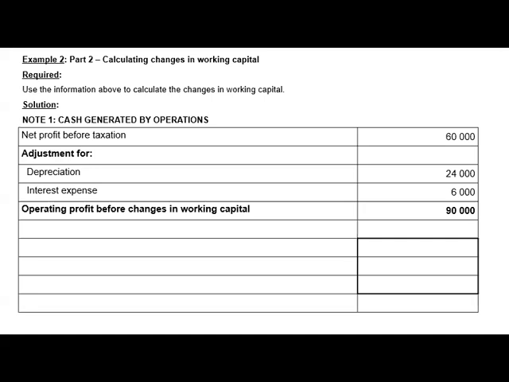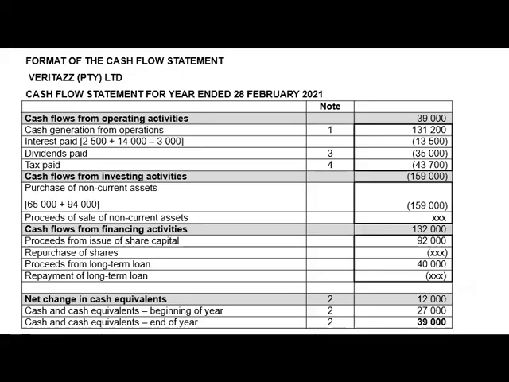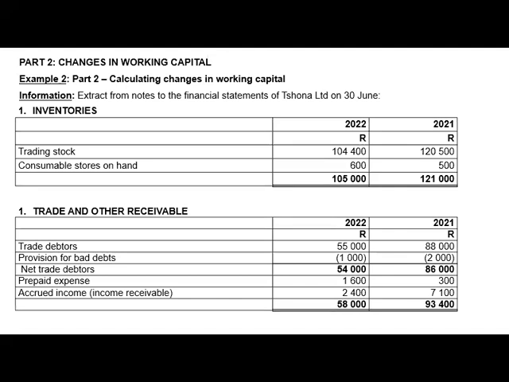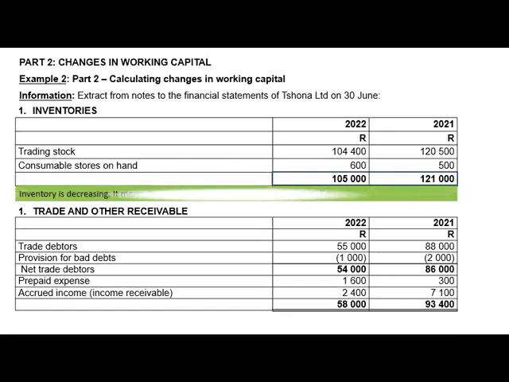I will start under changes in working capital with my inventory. They have to give me inventories for last year and inventories for this year, and then I'll have to compare. Let's see if they gave it to me. When I look at this, they did. My inventory for last year was 121,000. My inventory for this year is 105,000. There's a reduction in inventories, and a reduction in inventories, as I've said, is a cash inflow. I will show it as a decrease in inventory.